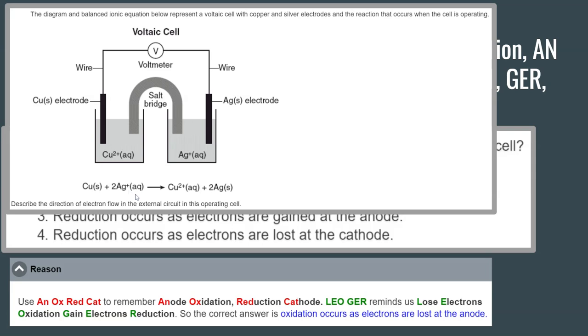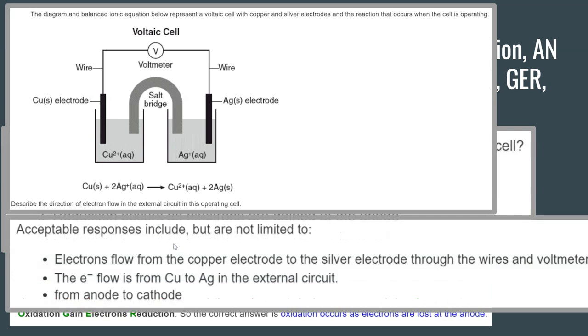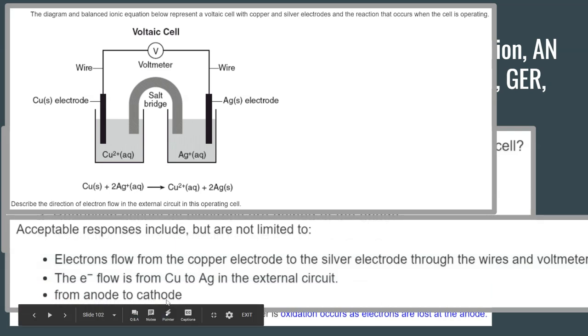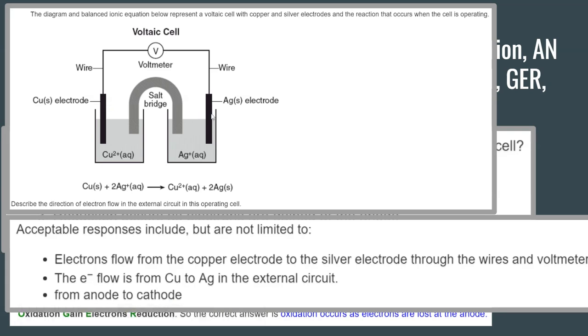So how would we describe the flow? Well, in every cell, electrons always flow from the anode, the site of oxidation, to the cathode. What would be the anode in this case? It would be copper, and the cathode would be silver, because the electrons are being lost at copper and flowing toward silver, where it's gaining electrons at the cathode.